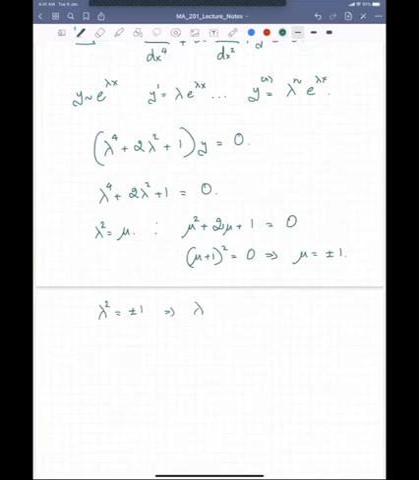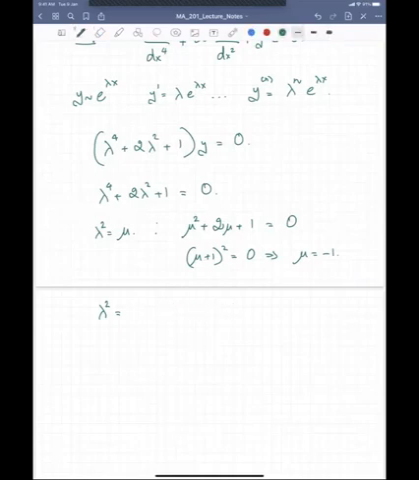If lambda square is 1, of course, lambda is plus or minus 1. So it's only minus 1, right? Sorry, mu is only minus 1. Yes. Mu is only minus 1. Thank you. Yes. Mu is minus 1.